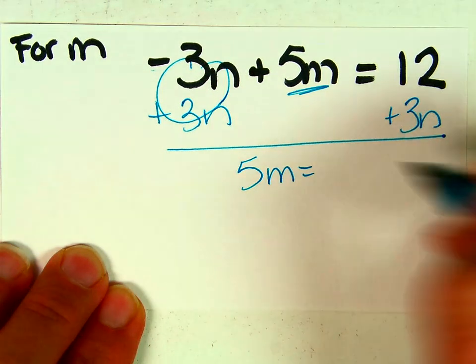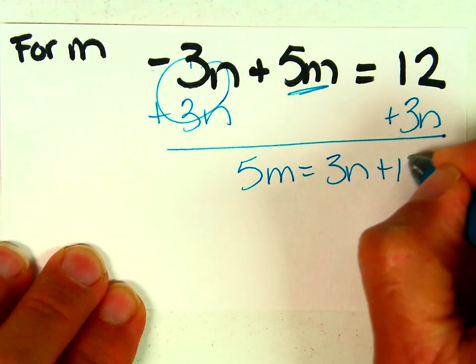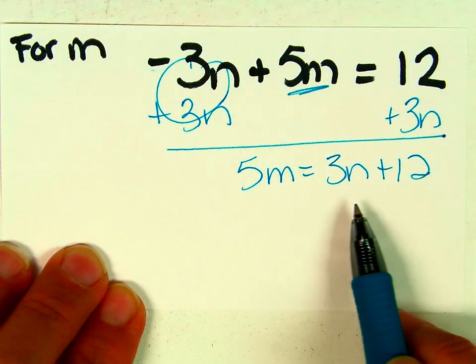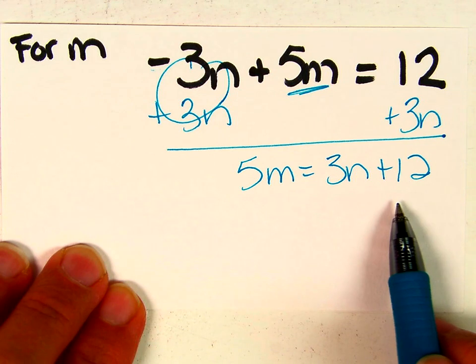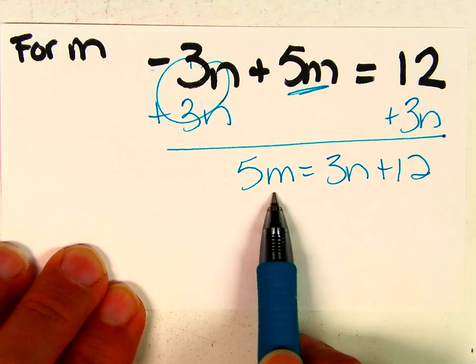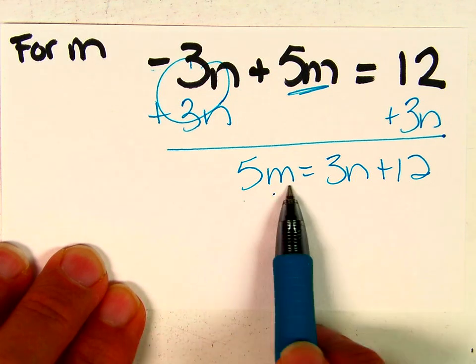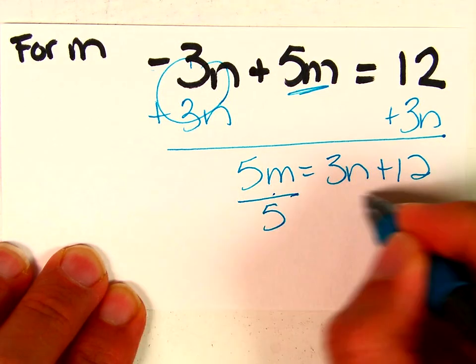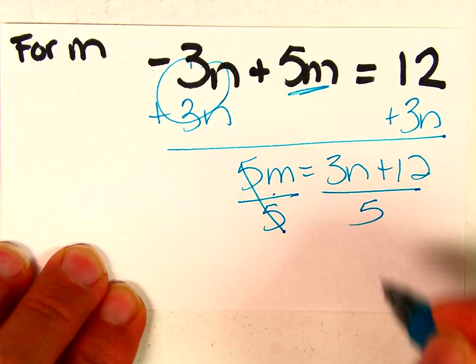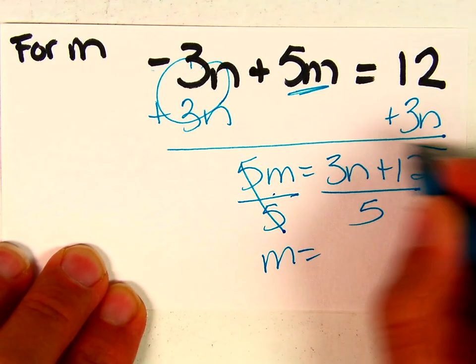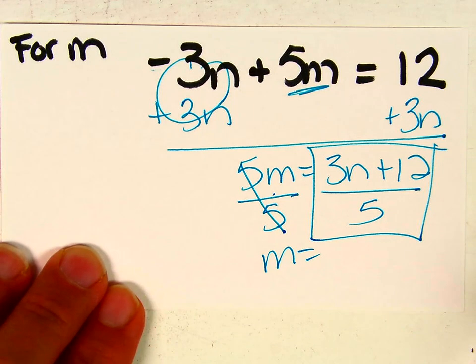5m is going to equal 3n plus 12. Now it wouldn't matter if you said 12 plus 3n or 3n plus 12. They're both the same. m's not alone yet. I've got to get rid of that 5. It's being multiplied, so I divide both sides by 5. And I get m equals this guy right here, 3n plus 12 over 5.